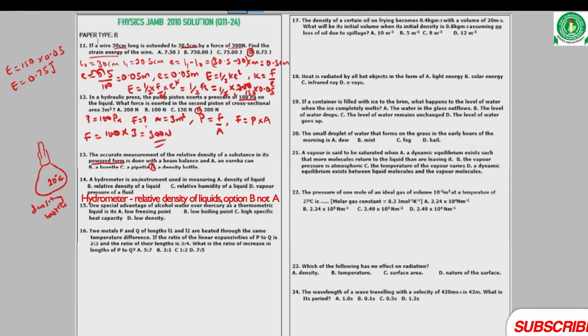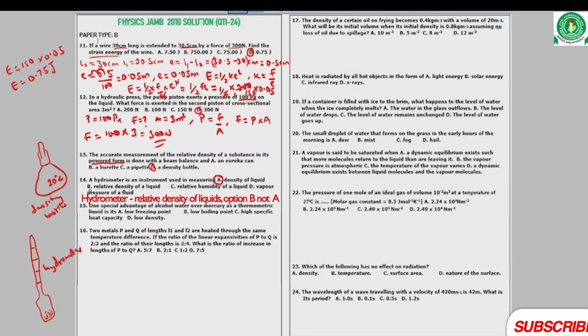A hydrometer is an instrument used for measuring. A hydrometer looks like this. You have a long tube, and at the bottom here it has something like a bulb, and it has a calibration on it that will help us to measure. So this is what a hydrometer is.